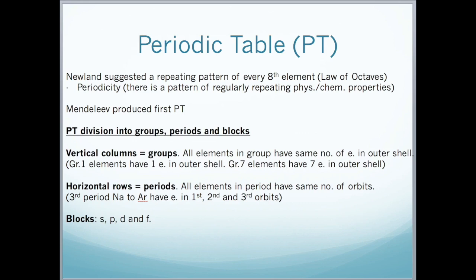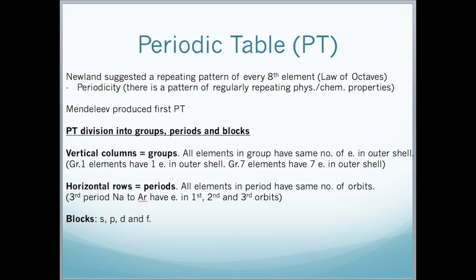However, it was ultimately Mendeleev, who was a Russian scientist, who produced the first periodic table, and which led us to the understanding of the fundamentals of chemistry that we have now. So the vertical columns are known as groups, and all elements within a specific group have the same number of electrons in the outer shell.